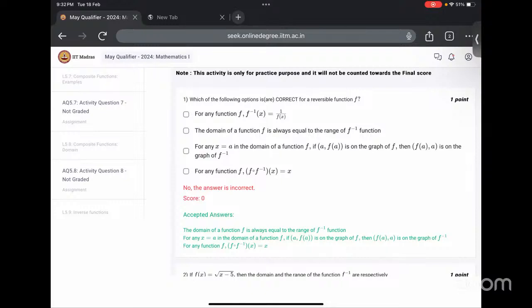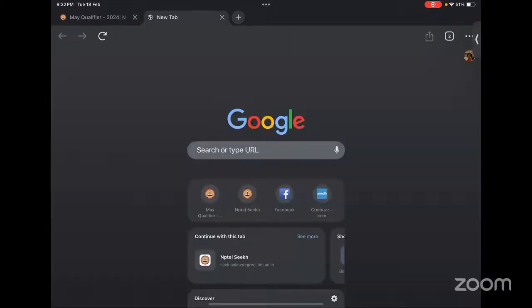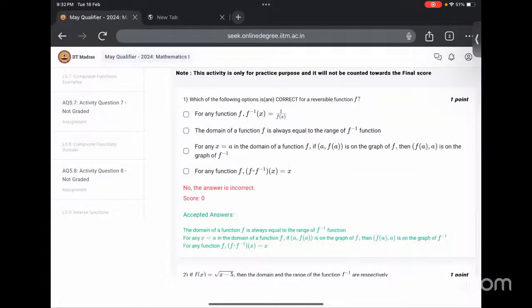Actually, I forgot my doubt. I started revising for the exam. I marked down the question numbers, but I forgot the doubt. Oh, what is it? It's okay.